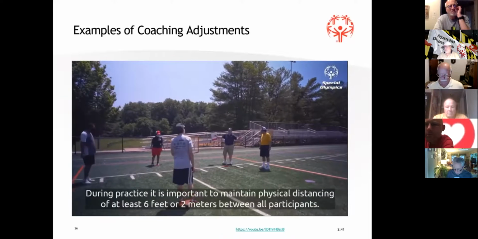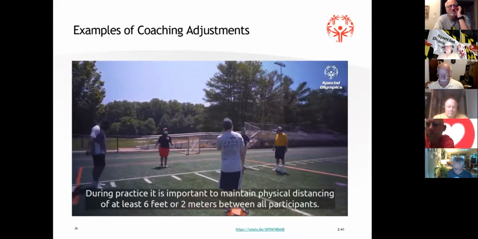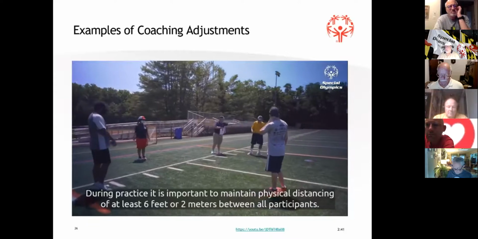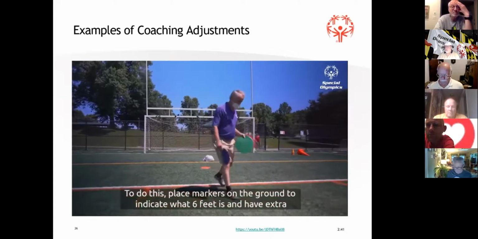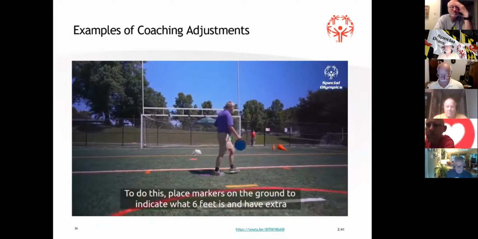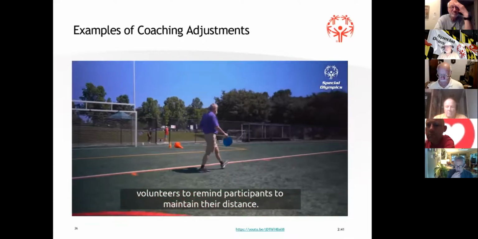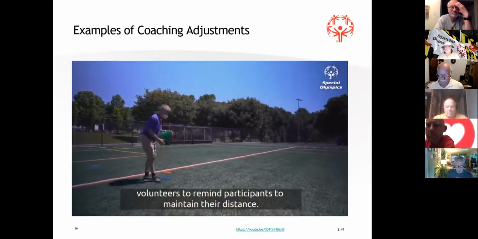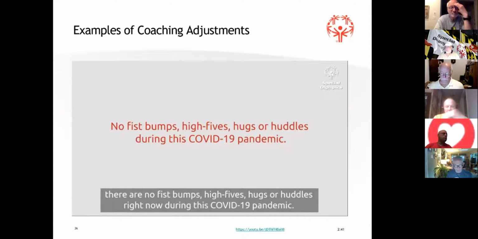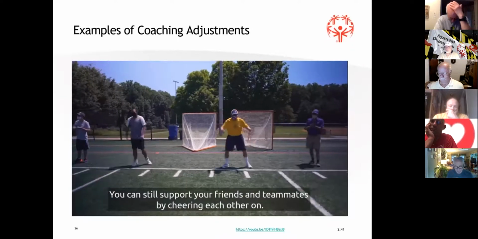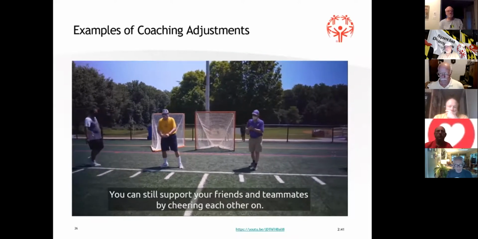During practice, it is important to maintain physical distancing of at least 6 feet or 2 meters between all participants. To do this, place markers on the ground to indicate what 6 feet is and have extra volunteers to remind participants to maintain their distance. We know it is difficult, but to ensure the safety of everyone participating, there are no fist bumps, high fives, hugs, or huddles right now during this COVID-19 pandemic. You can still support your friends and teammates by cheering each other on.